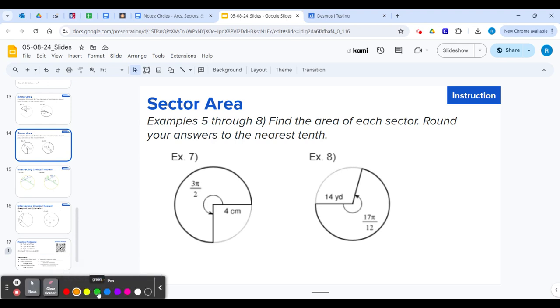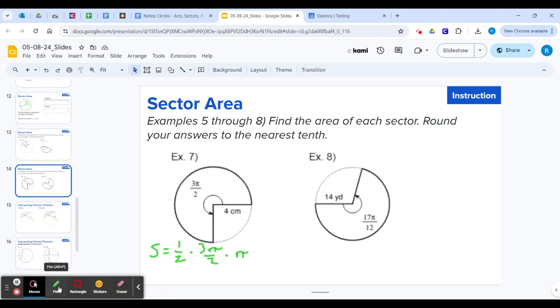So our radian formula here for sector area is going to be equal to 1/2 times our angle, which here is 3 pi over 2, and then we are multiplying it by pi. And I'm actually realizing that I made a mistake here. So let me erase this and let's go back.